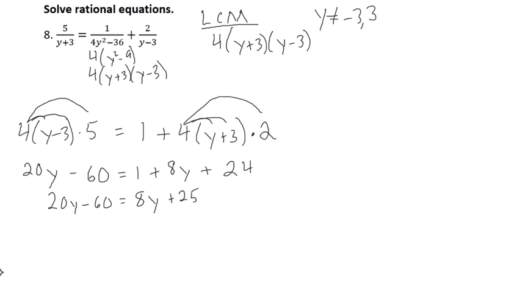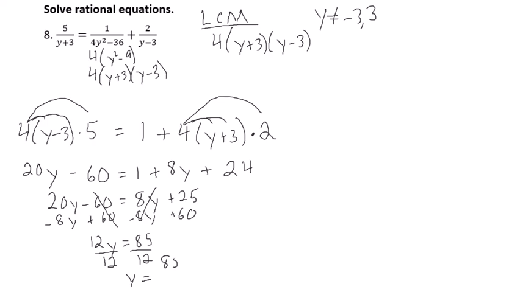Okay, so this is a linear problem, so we just need to get y's to one side, everything else over to the other. So subtract 8y. That will get rid of the 8y's on this side, add 60. That will cancel out the numbers on that side, so then we end up with 12y equals 85. Divide both sides by 12, and we get y equals 85 over 12. I know those are big numbers, but it's not going to simplify.